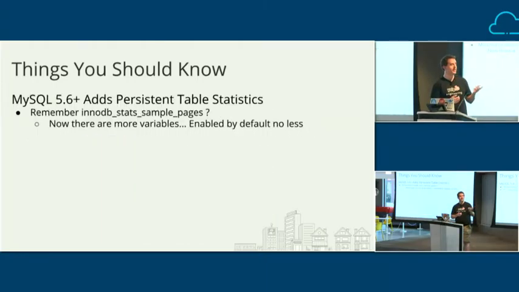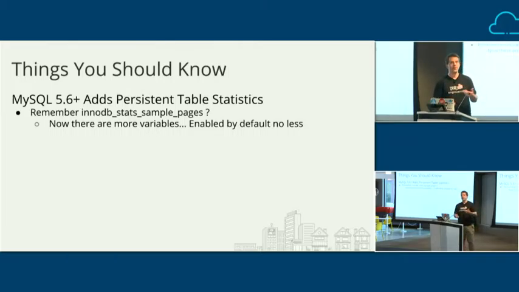So in 5.6, because they don't ever do anything the right way, they've added a new feature that is side by side with the old feature of the ephemeral table statistics. So persistent table statistics is a very good idea, and it's very nice to have it written to a table and stored and kept for you, so when your machine goes down, comes back up, you actually have your statistics available to you. So this is a very good idea.